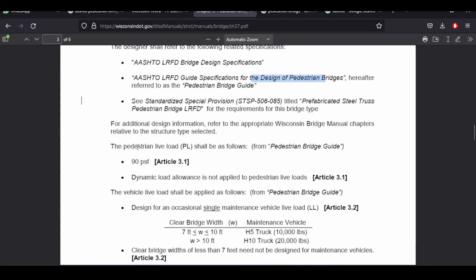For example, here, the pedestrian live load PL should be as follows from the guide, which is 90 PSF. This is Article 3.1, and there is no dynamic load allowance. Now this is a lot to be unpacked. I will unpack most of it, not everything, because it takes time.